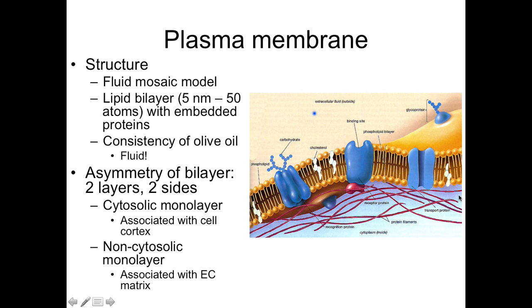Okay, you have the cytosolic monolayer, and those lipids and proteins are going to be closely associated with things like actin microfilaments, whereas the lipids on the non-cytosolic monolayer are going to be associated with many carbohydrate groups, which are abundant in the extracellular matrix. Many of these are going to be attached to proteins, making glycoproteins, or attached to the lipids themselves, making glycolipids. We'll talk about those later.